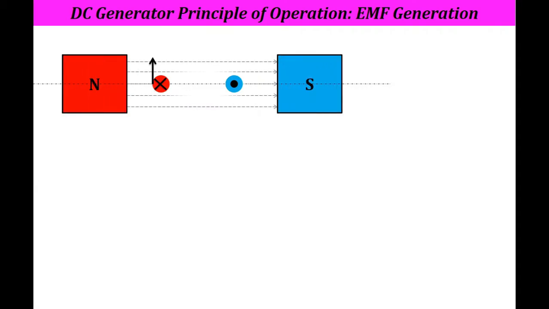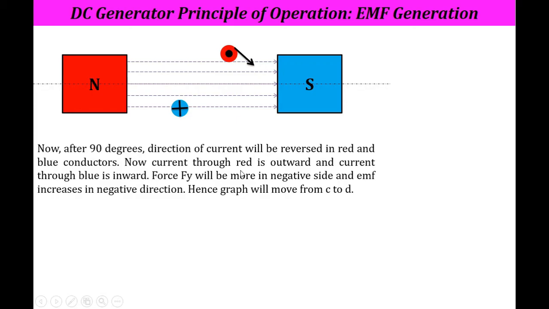Now, let's see here. Suppose the conductor moves. And now after 90 degrees, what happens? Initially, if you see it clearly, this is a cross, that is, the red conductor is a cross. Cross indicates inward current, and this dot, the blue conductor, indicates the outward direction of the current. So it starts rotating, and after 90 degrees, you will observe that the cross becomes a dot for the red conductor and the dot becomes a cross for the blue conductor. Why is it so? Because after 90 degrees, let's say theta equals 135 degrees. We discussed this in earlier stages also.